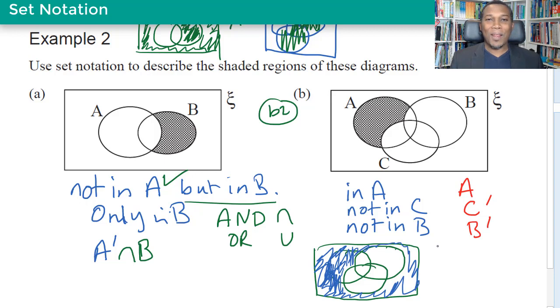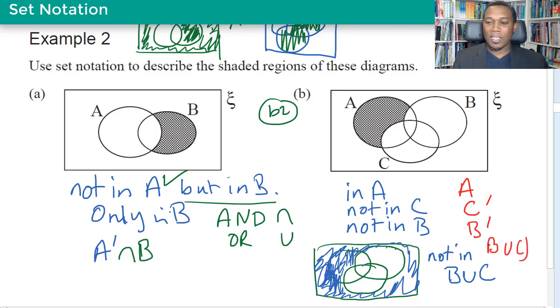note what I said there, not in B union C. And actually, well, think about it. If it's not in C and it's not in B, what we're actually saying is that it's not in B union C. And if it's not in B union C, how do I represent that? That is B union C complement. We put it in brackets, B union C. The whole of the B union C, we want the B union C prime. Sorry, I told you I'd make this mistake of saying. So B union C prime is the entire region that we're seeing shaded here and all the other bits going around.